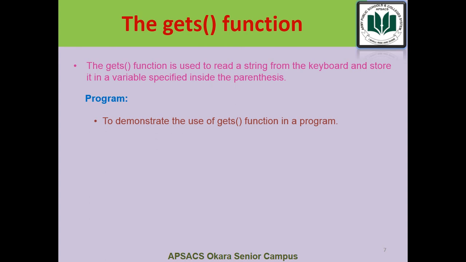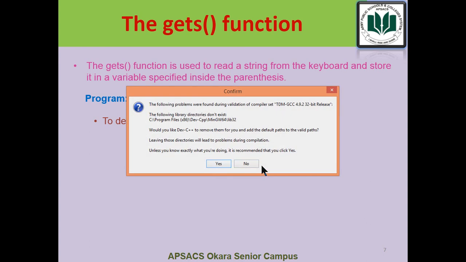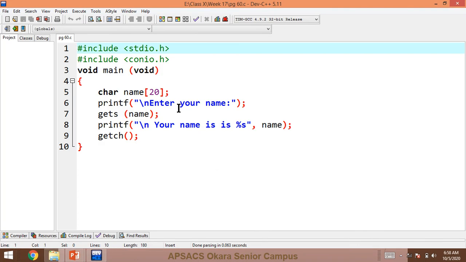To demonstrate the use of the gets function in a program, let's consider this program. These are the header files with the preprocessor directives and the main function, then char name[20]. Like the puts program, we have declared name. Name is a variable name with an array of 20 characters, which means it can store up to 20 characters.